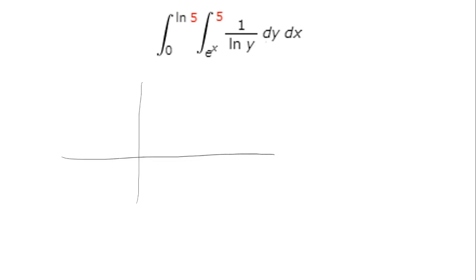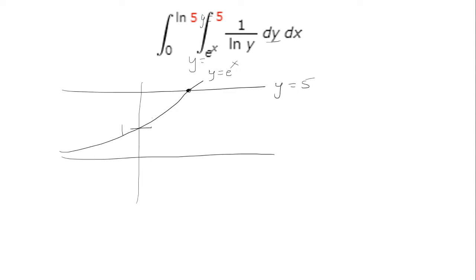Okay, so the first limit is with respect to y, so it's y equals e to the x and y equals 5. So if we draw these two functions, we get this. So y goes from e to the x to 5. So this is the area we're looking at. And then x goes from 0 to ln of 5.